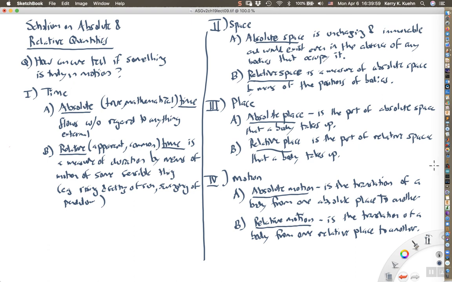This boat, however, might be in absolute motion. It might be moving from one absolute place to another. That is, if there is this absolute space, then this boat could be moving or it could be stationary compared to this absolute space. Why don't I stop there, and I'll start out my next lecture with giving an example for us to work through of absolute and relative motion.